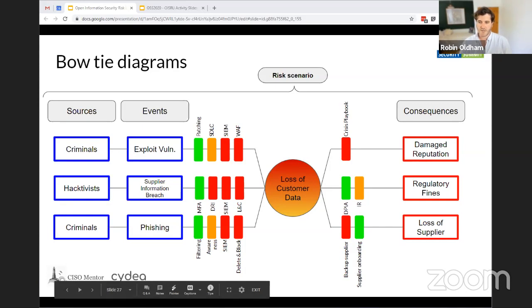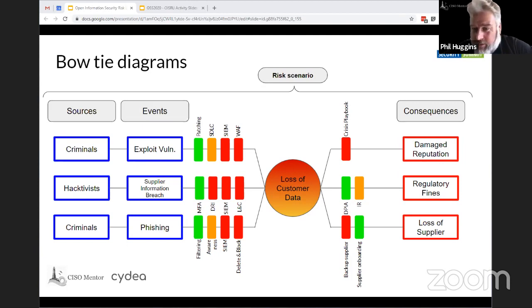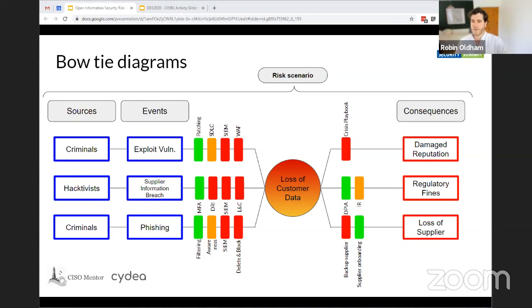I can see a couple of notifications on the chat. Phil, are there some questions there that would be worth covering, or you're on mute? As usual. There's a discussion going on with Cameron talking about how they're effectively using bow tie diagrams already. Cool, awesome, good work.